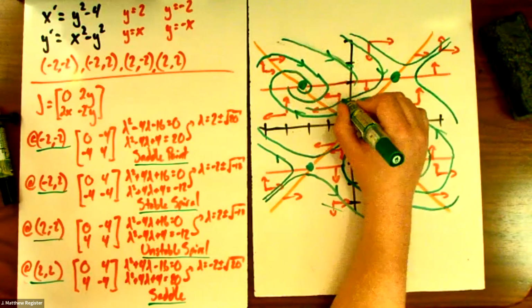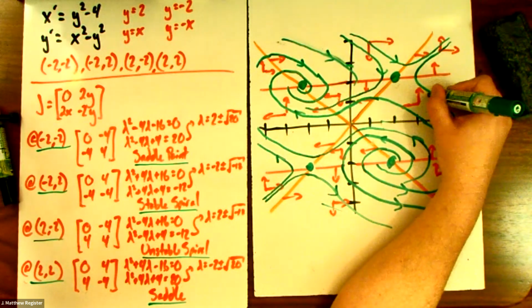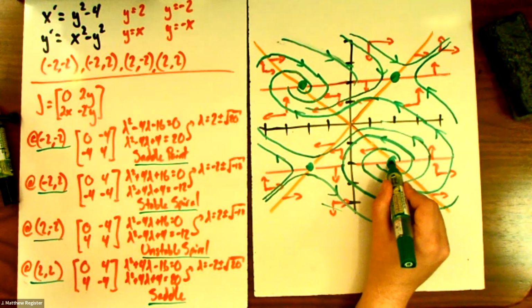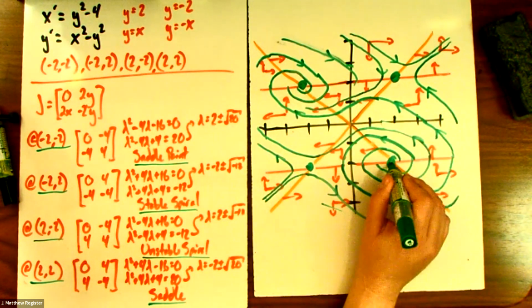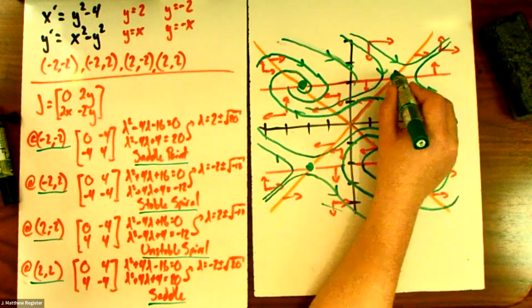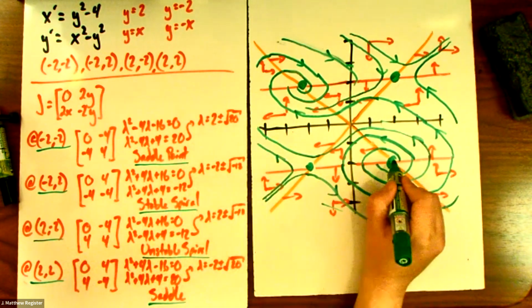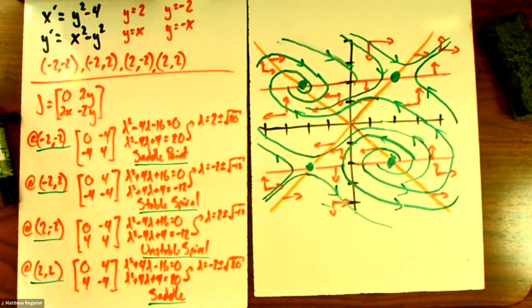Some of the specific curves might not be as smooth on this graph as they are in actuality, but we can clearly see that this is an unstable node. This is a stable node, or sorry, an unstable spiral. This is a stable spiral. And then both of these are going to be saddles. And without doing the Jacobian, figuring out which one of these was going to which one might have been a little bit trickier. And so it's nice to have the Jacobian to clarify that for us.